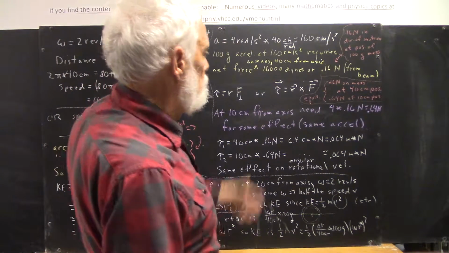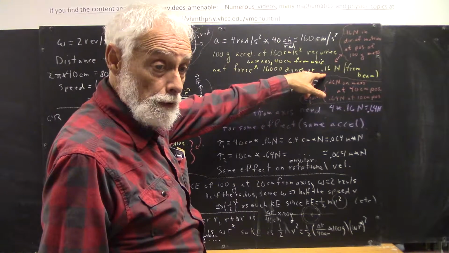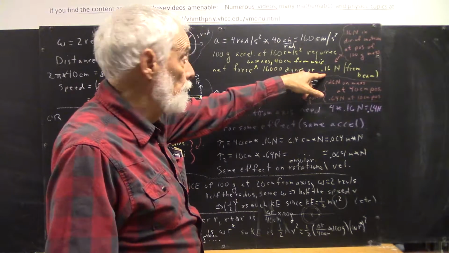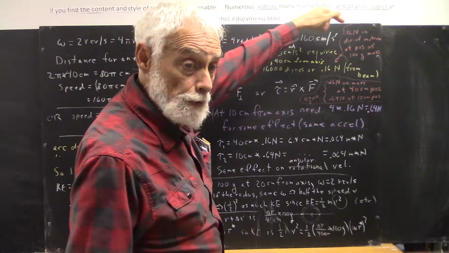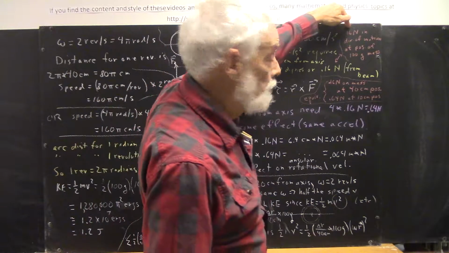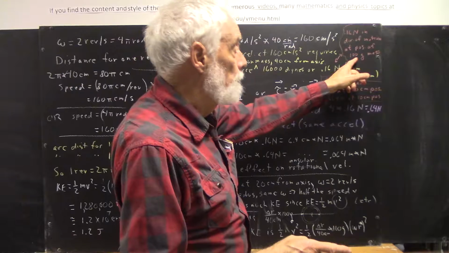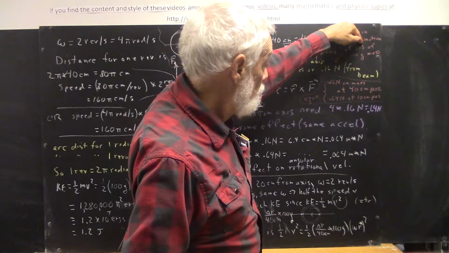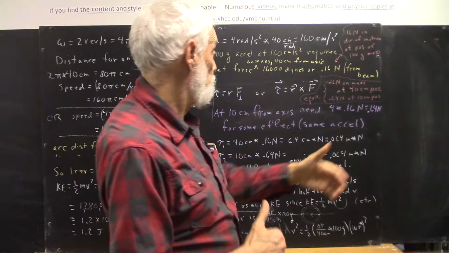Now we observed that the 0.16 newtons we got here is the force that would have to be exerted directly on the 100-gram mass to accelerate it at 160 centimeters per second squared. Okay, so that would be 0.16 newtons exerted in the direction of motion at the position of the 100-gram mass, the position being 40 centimeters from the axis of rotation.